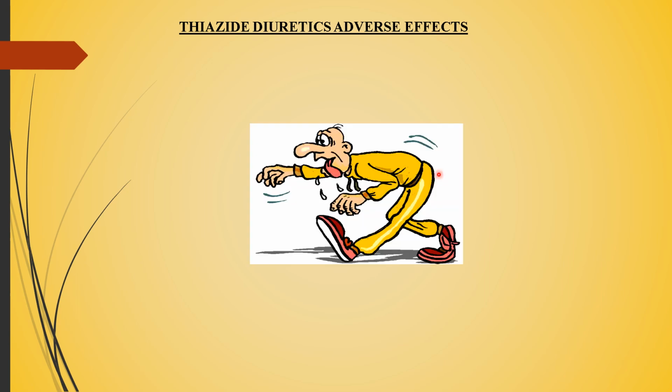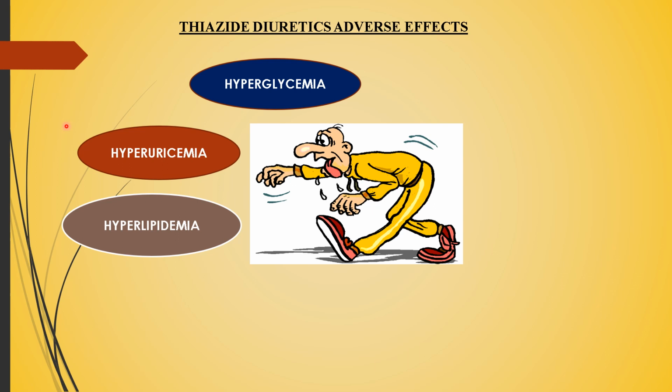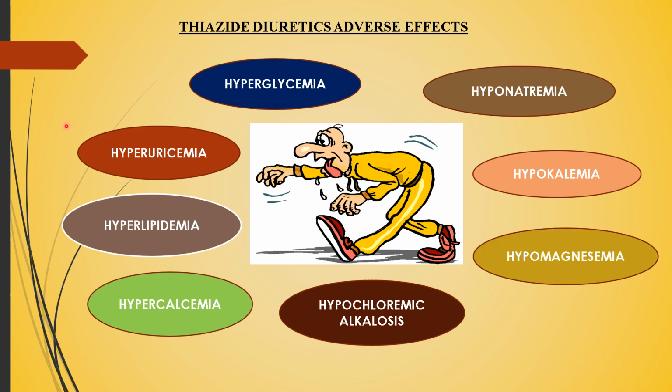Thiazide diuretics adverse effects. The first one is hyperglycemia, because of inhibition of insulin release, which may precipitate diabetes mellitus. Hyperuricemia, because of inhibition of urate excretion. Hyperlipidemia, which results in an increase of LDL levels and may precipitate stroke. Hypercalcemia, as more calcium is reabsorbed into the blood. Hypochloremic alkalosis, because of excess chloride loss, and conditions like hyponatremia, hypokalemia, hypomagnesemia.